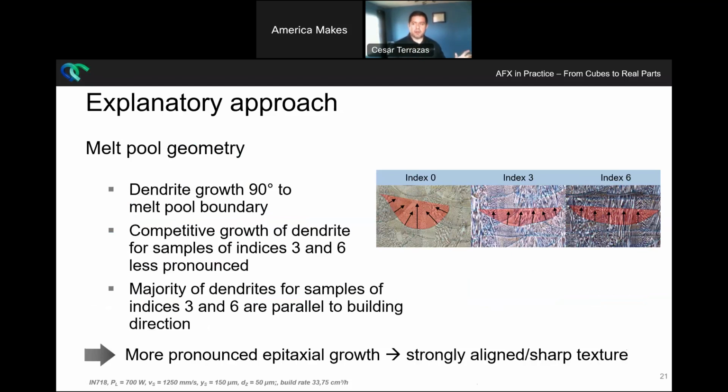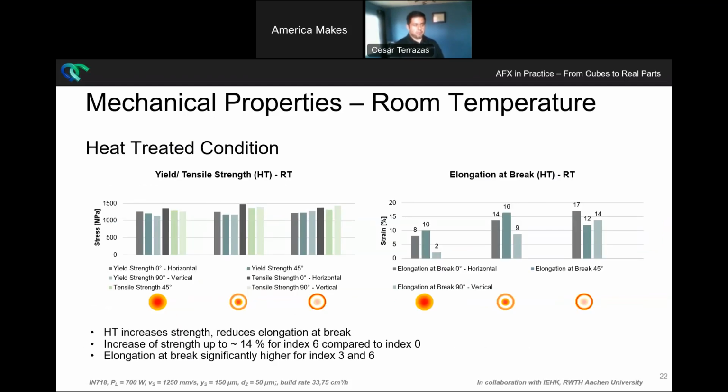Not only does this open opportunities for exploring the directional growth that is traditional in aerospace components like turbine blades, but also approximating the behavior of single crystals. And indeed, when you look again at the heat-treated conditions for yield and tensile strength, this is an overview, right? So you see the trend very clearly. The mechanical properties are not affected as much, but indeed the elongation at break, which is a feature.